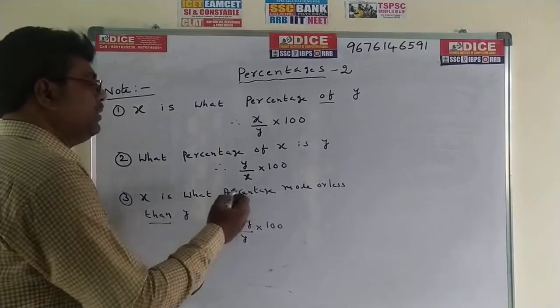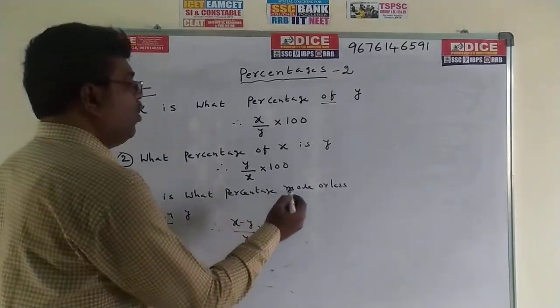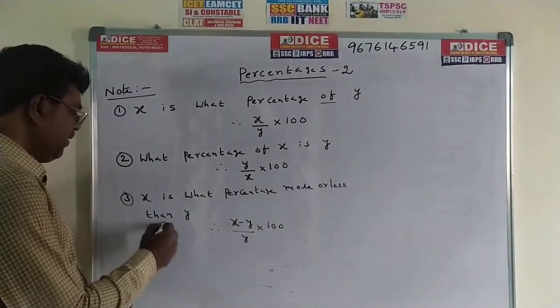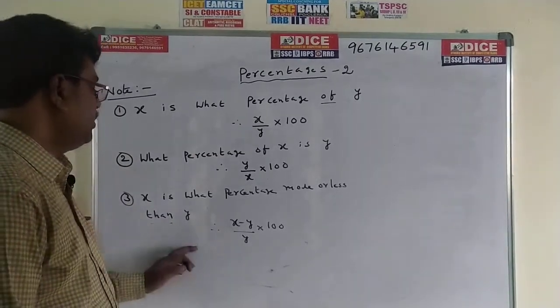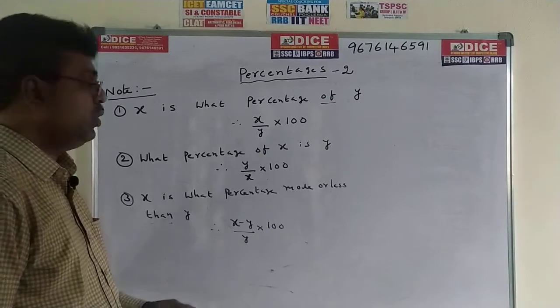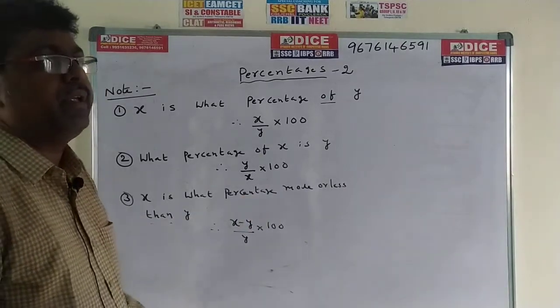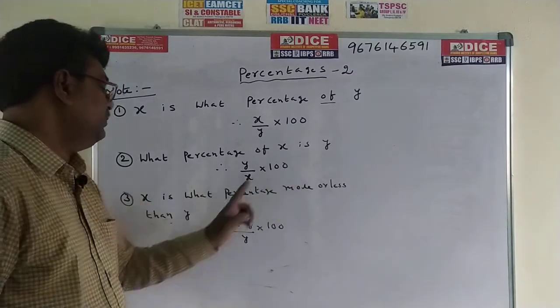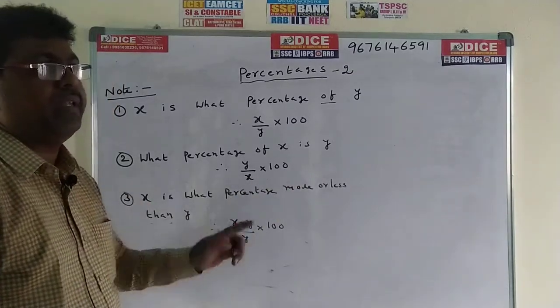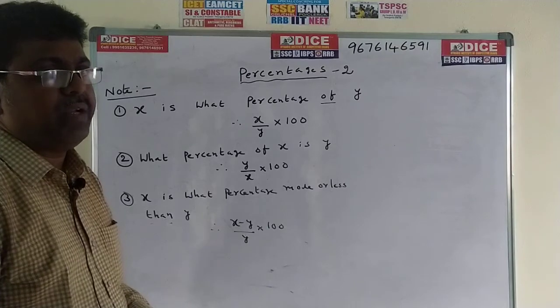X is what percentage more or less than Y? Then "than" is very important here. So the word after "than" comes to the denominator. More or less means nothing but increase or decrease, that's why I can take the difference. That's why X minus Y by Y into 100 is the formula.